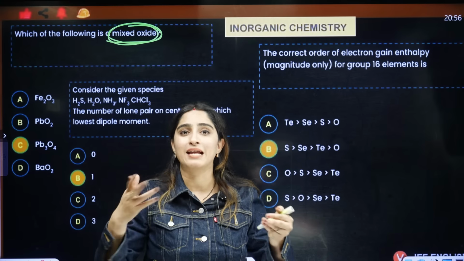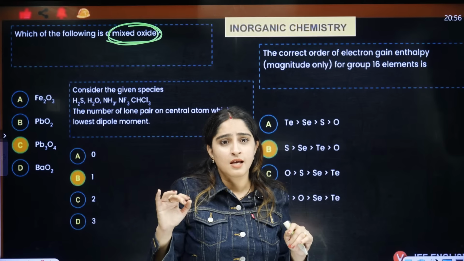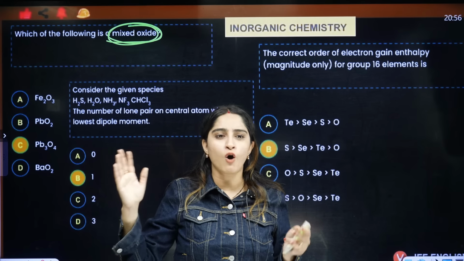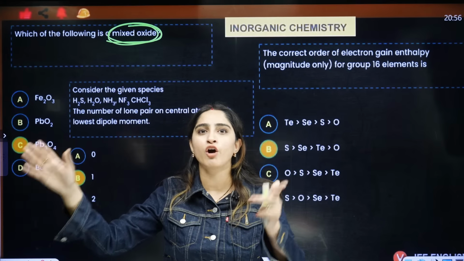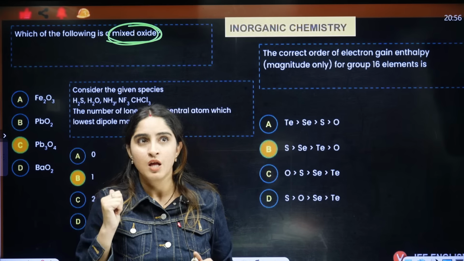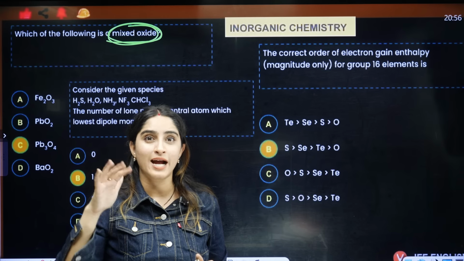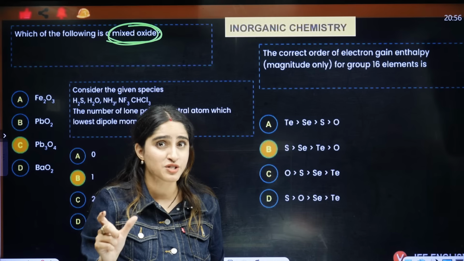They can give you some element X, and that element X is existing in its +3 oxidation state. What kind of oxide is that? Last year they asked a question on vanadium: the oxide which exists in green color, what is the nature of that oxide? They have asked questions like that.